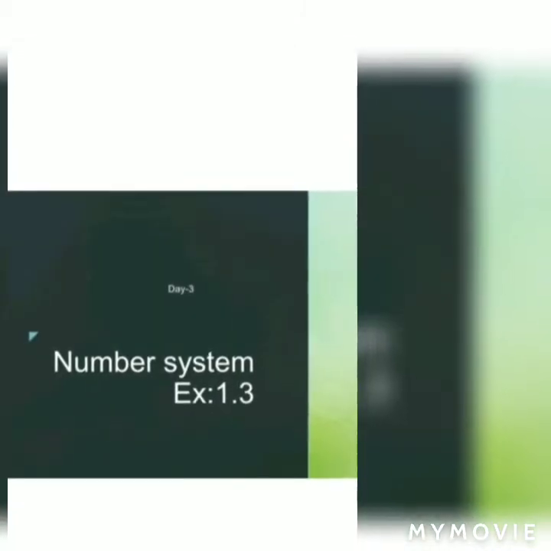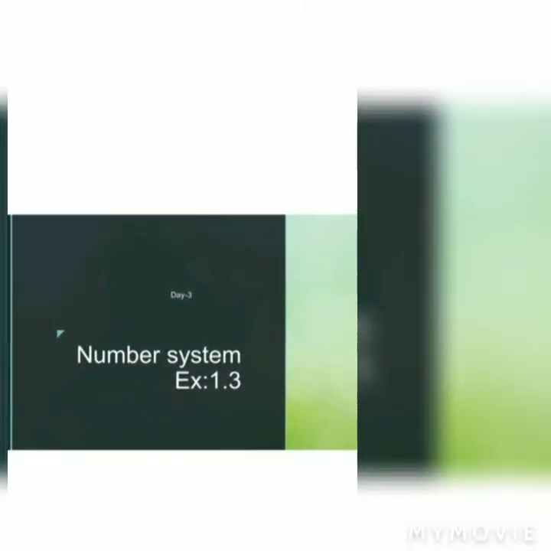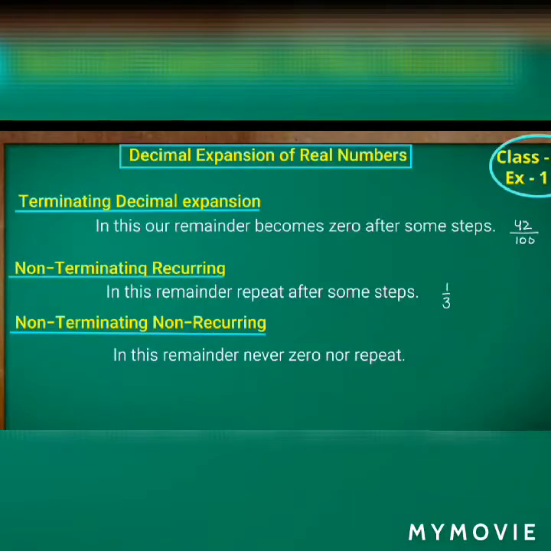So, today we are going to start with exercise 1.3 of the chapter Number System, and welcome to day 3. Before going to the exercise, we'll just recall the decimal expansion of real numbers. Terminating decimal expansion is nothing but one in which the remainder becomes 0 after some steps. So at some point we are going to get a 0, which is going to stop.